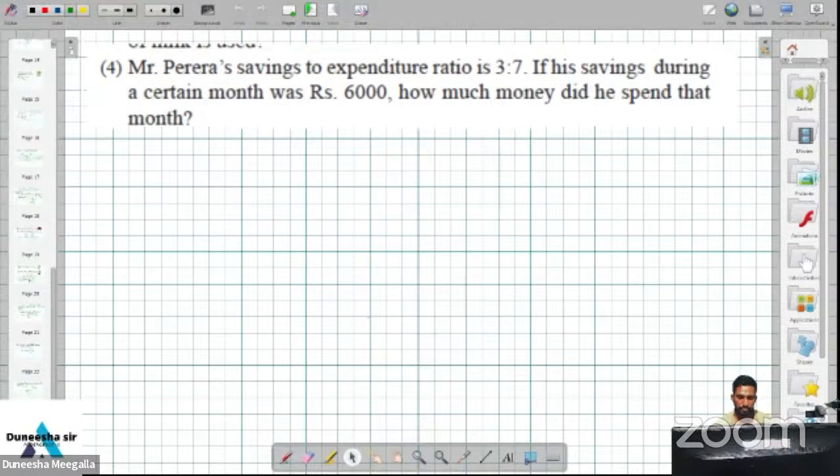Do this one. Priyashi answer is correct. Okay. Tenuli answer is correct.